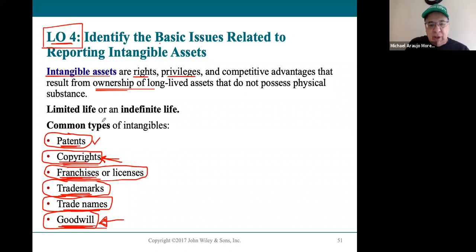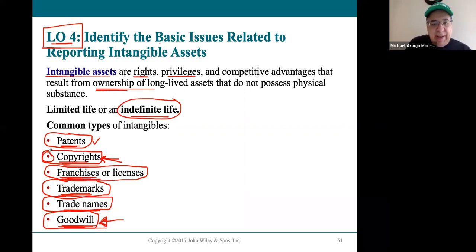One thing that's important to know too is that some things have what we call an indefinite life. Remember, we talked about useful life for property, plant, and equipment. For intangibles, we look at what type of life it could have. Some items have what we call an indefinite life. Those mostly rely on things like copyrights, for example.